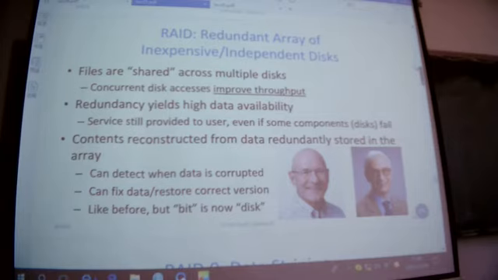Redundancy yields high data availability. Services are still provided to users even if some components fail. Content is reconstructed from data redundantly stored in the array. We can detect when data is corrupt, and we can fix it to the correct version like before, but the unit is now a disk.